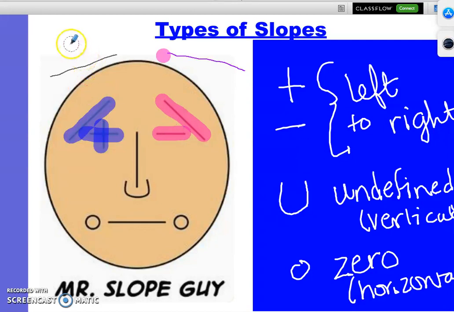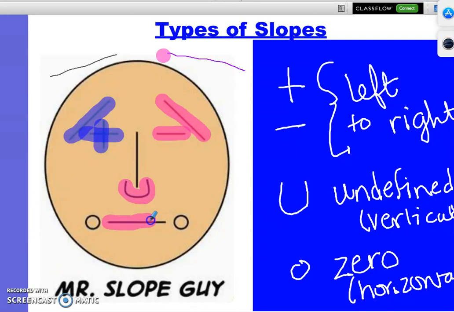Okay, there's 4 types of slopes: positive, negative, and then there's going to be an undefined slope, and that's where we get the nose. The nose and the U below it looks like a U, so that is your undefined slope. And then our mouth is going to be a 0 slope. So we have 0, undefined, positive, and negative.